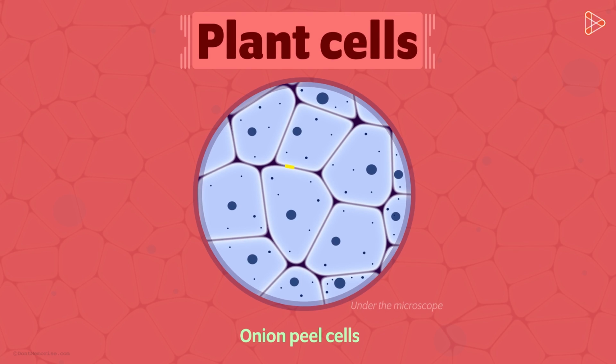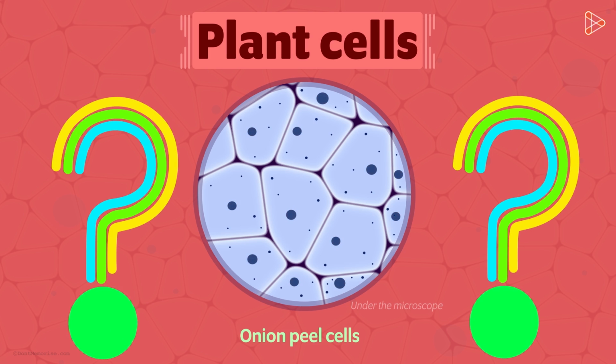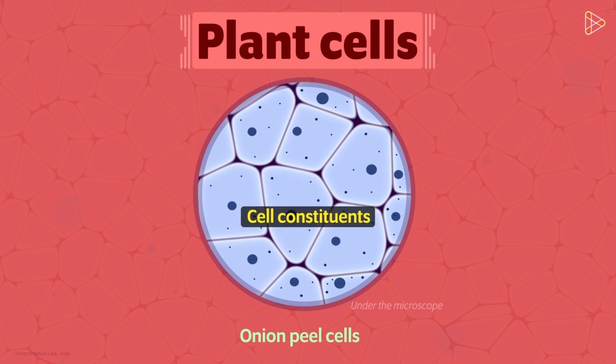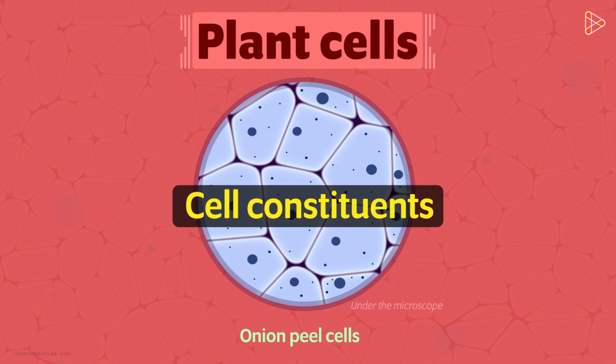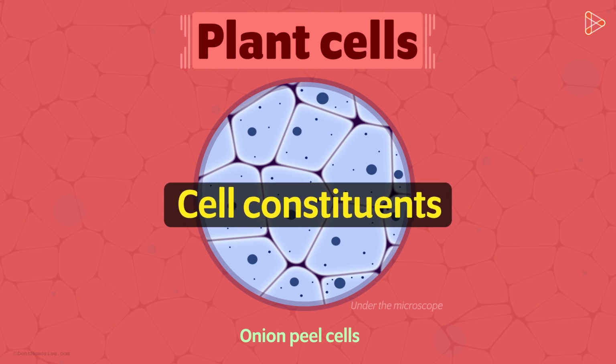Roughly, we've seen these thick, distinct borders that differentiate each cell from the other one. Then we have these tiny dark spots scattered all over. Also, we can spot this prominent circular structure here, which is very darkly stained. Any idea what these things are? Well, these are the cell constituents. Let's get introduced to each.